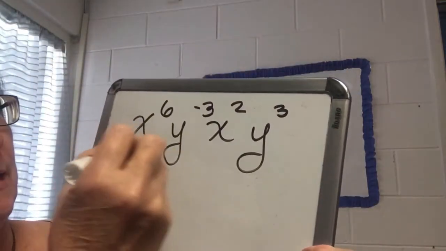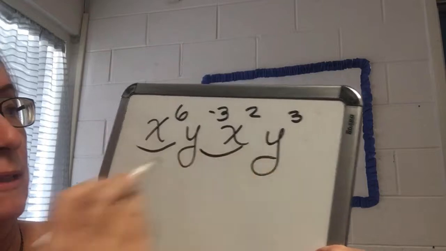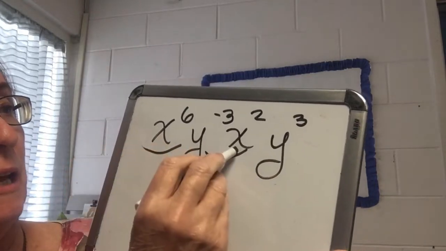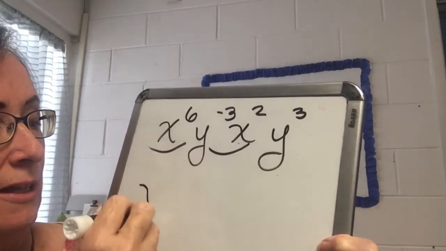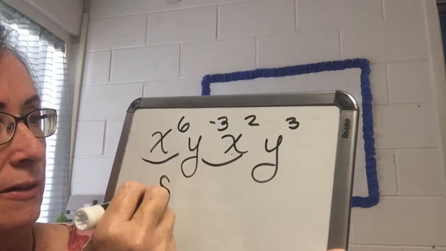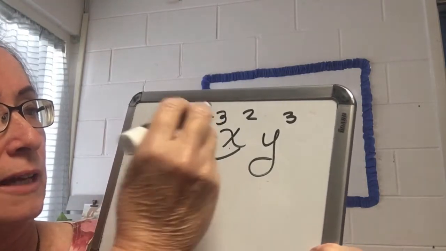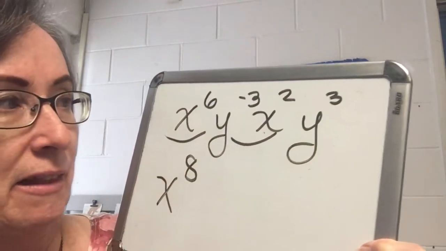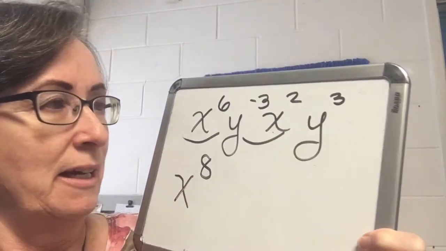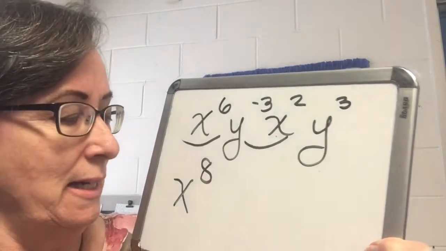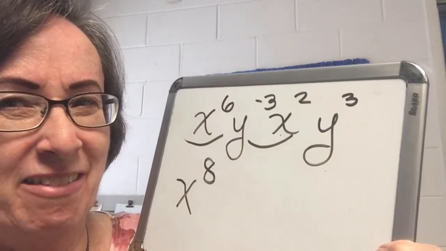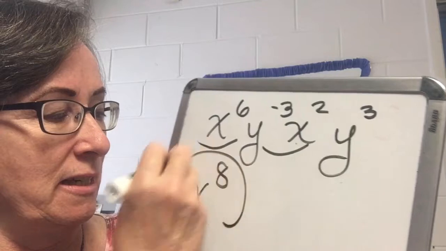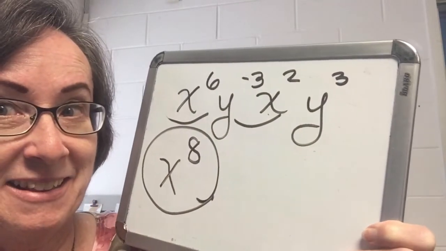Okay, so here we have another one. And we have x's, and then we have y's. So x to the 6 times x to the 2 is x to the 8, because I add them together. Y to the -3, y to the 3, I add together the -3 and the 3, and I get 0. And y to the 0 is 1. So x to the 8th times 1 is just still x to the 8th.